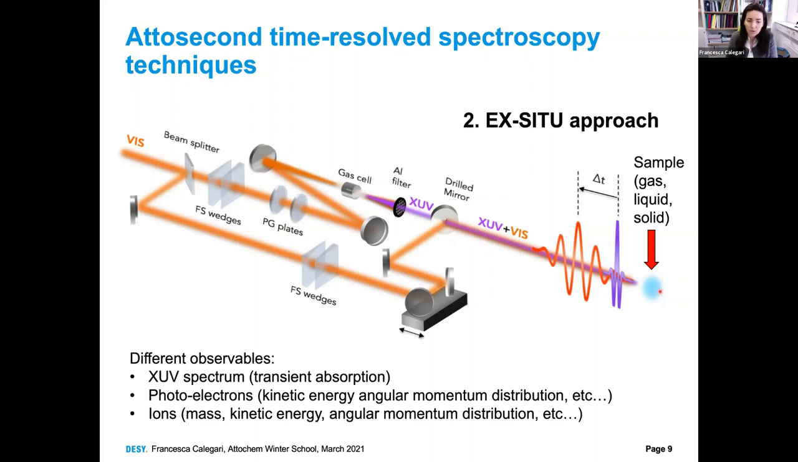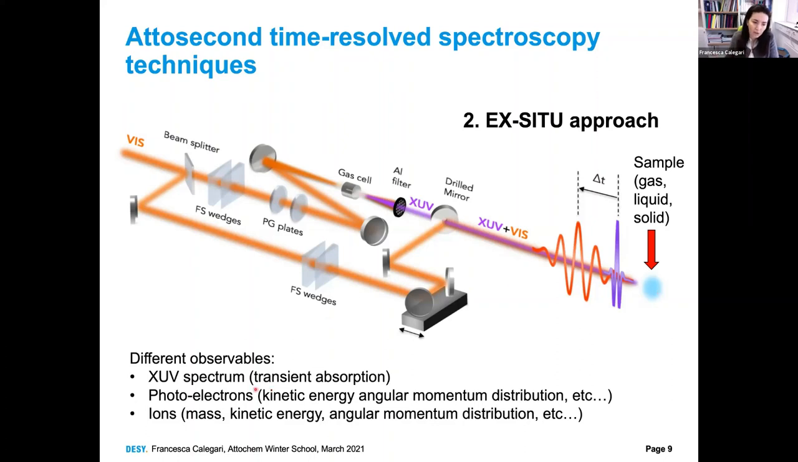Or for instance, since the XUV, so the extreme ultraviolet light, will induce ionization of your target, you will produce photofragments. Then you can detect those photofragments. For instance, you can detect photoelectrons in a sense that you can detect the kinetic energy of those electrons, the angular momentum distribution, and same you can do for the ions, where you can detect, for instance, the mass, the kinetic energy, and the angular momentum distribution. So there are these different observables.